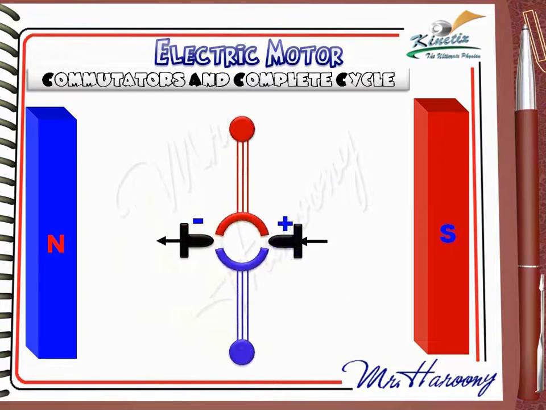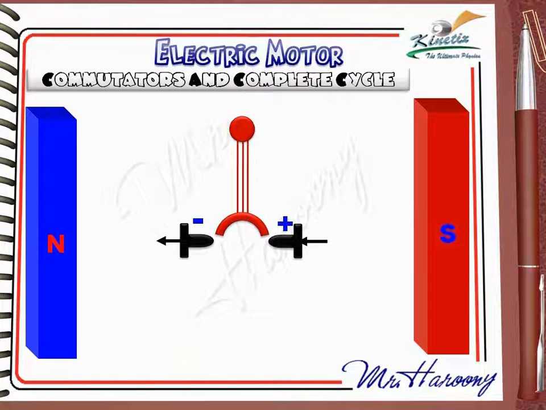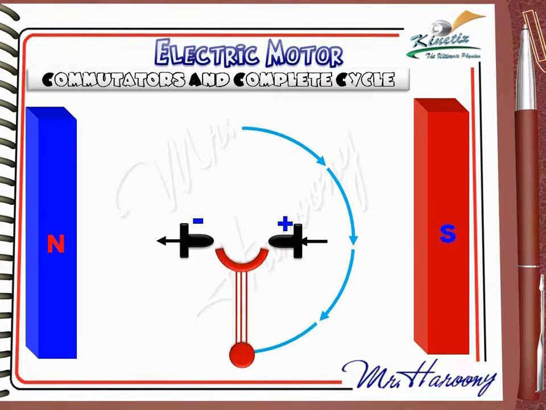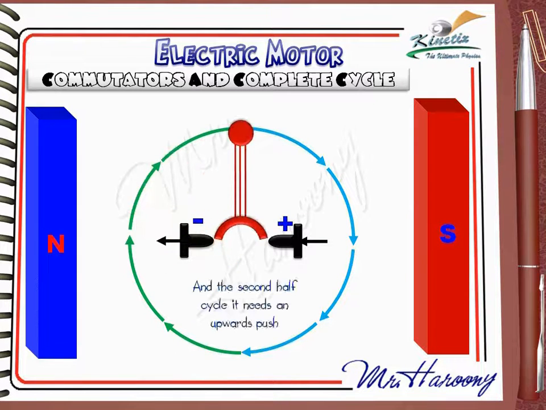For more and more details, let us study one half of the coil, the red half. For this part of the coil, to make a complete cycle, it first must be pushed down for the first half cycle. Note, in the first half cycle it will be pushed down. To complete the cycle, the half coil must be pushed upwards, so the direction of pushing must be reversed. Note, in the second half cycle, it needs an upward push. Now let us have more details.